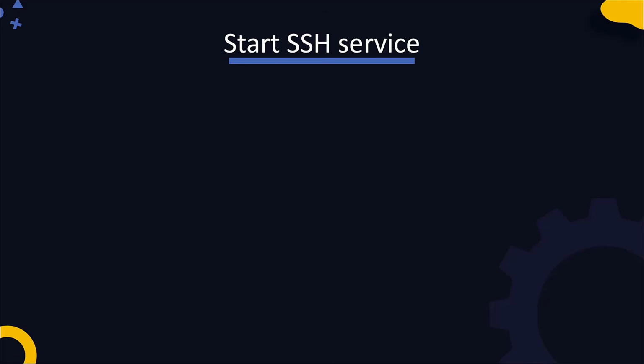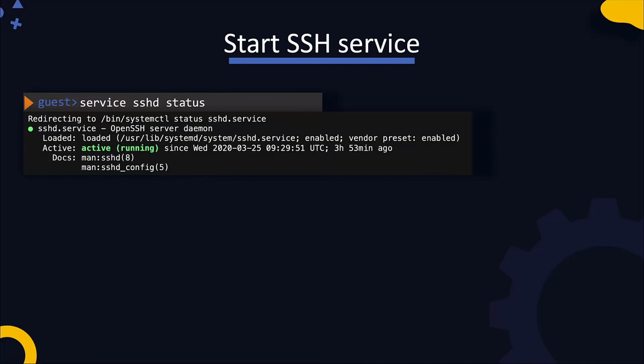And here's a quick tip on checking the SSH service. The SSH service comes by default with the CentOS image. To check if the daemon is running, run the service sshd status command. If it's not running, run the service sshd start command to start it.